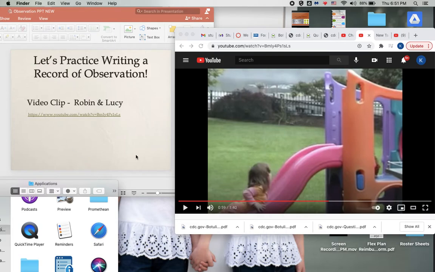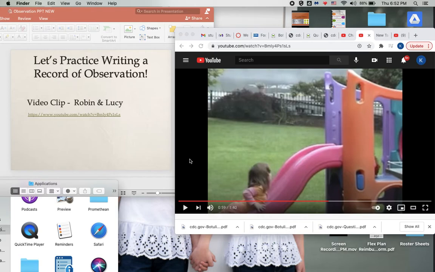All right, so see if you have something maybe similar to what I'm going to say out loud. Now, it doesn't have to be identical, but if we're doing objective observation correctly, it should sound very similar. Okay? So, did any of you have something like Lucy climbs up slide, slides down, Lucy and Robin laugh?